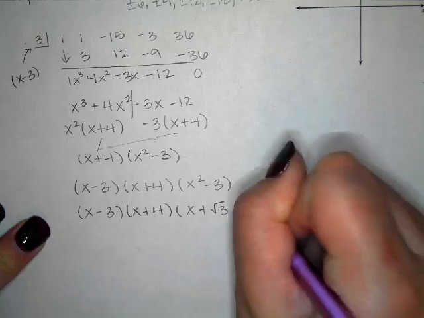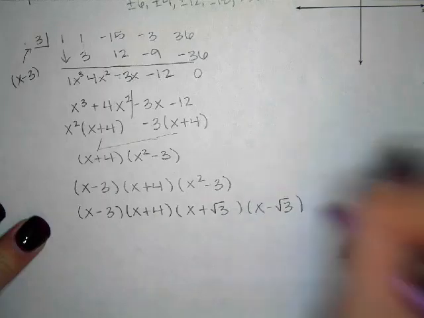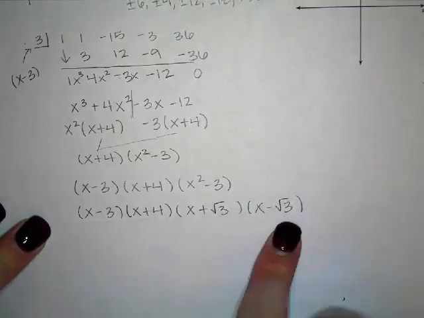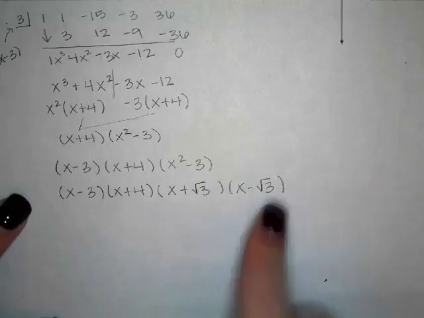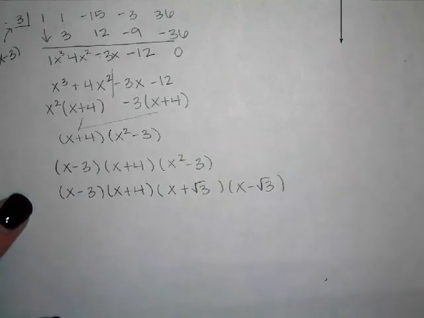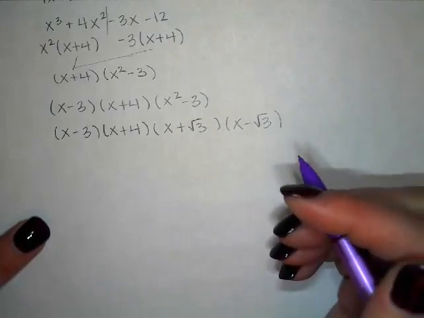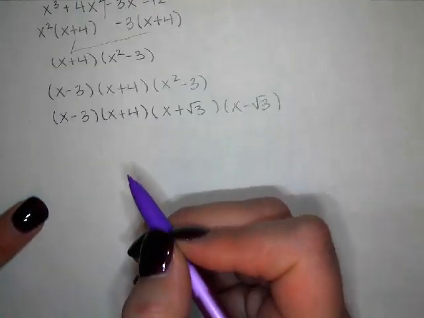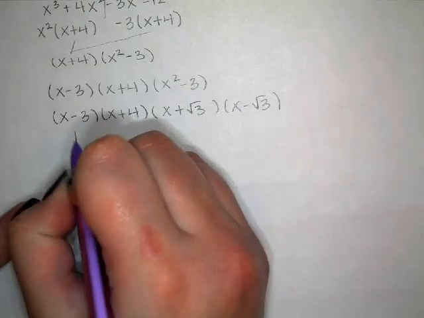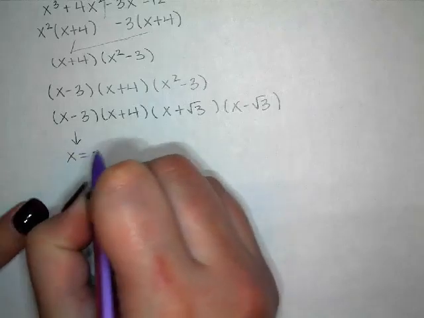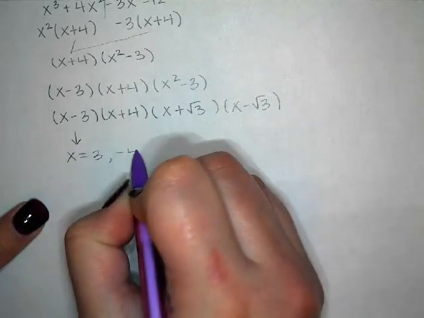So you could do the graph like this. And this time I'm going to go ahead and do the sign chart first, and then I'll show the graphical way to make sure that our answer is right. So we have 4 roots. We have x equals 3, -4, -√3, positive √3.